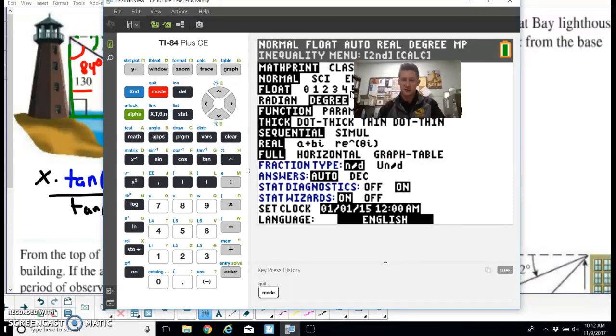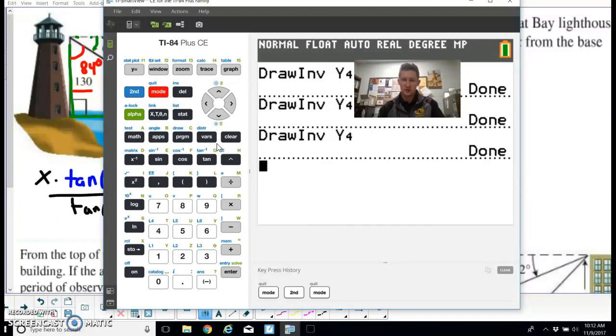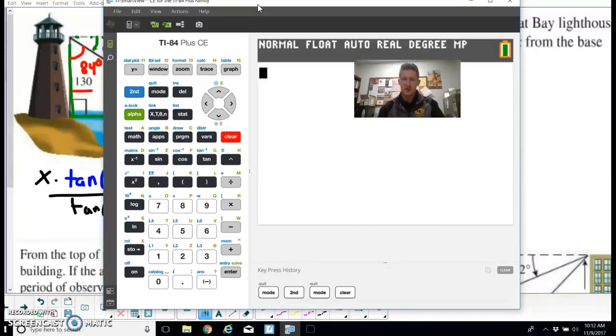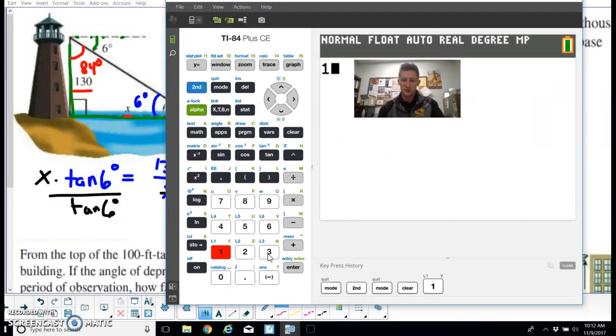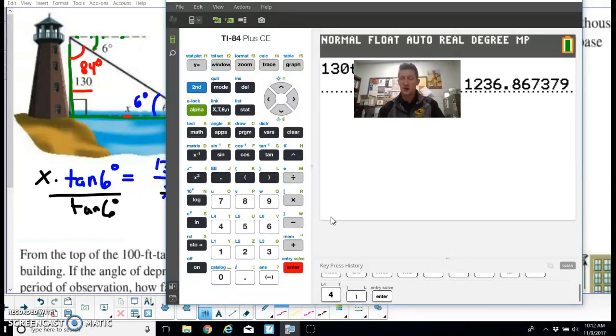Okay, so I have set the mode already. I'm in degree mode. That's good. So I quit, go back out to my main screen, and I'm going to type in the 130 times tangent 84 first. So 130 times the tangent of 84 degrees. Hit enter. Here's my number, 1,236.9. I believe it's feet that we're working with.